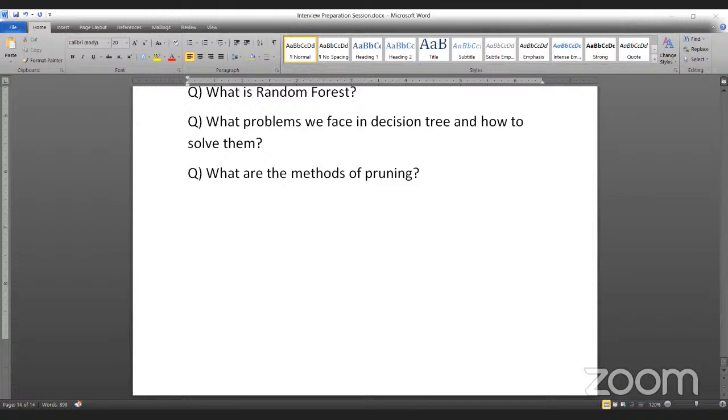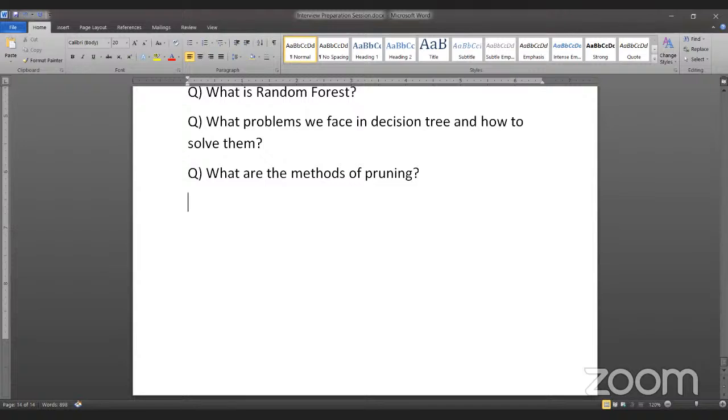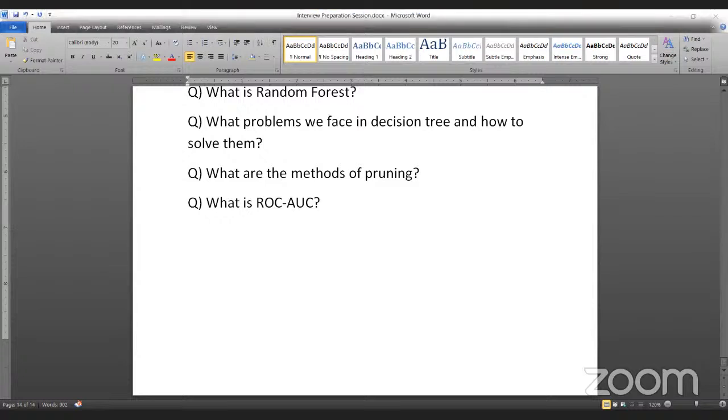Okay, now coming to our next question. So let us take the next one. Okay, let us ask questions on the evaluation metrics. So what is ROC? Also AUC. What is ROC curve and what is AUC?